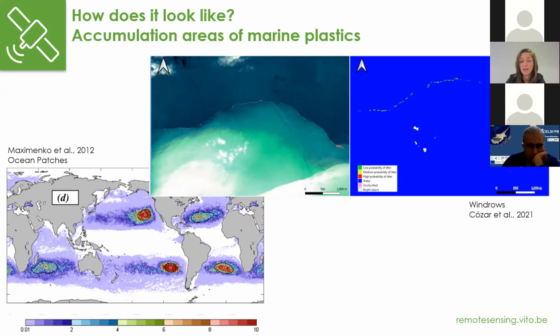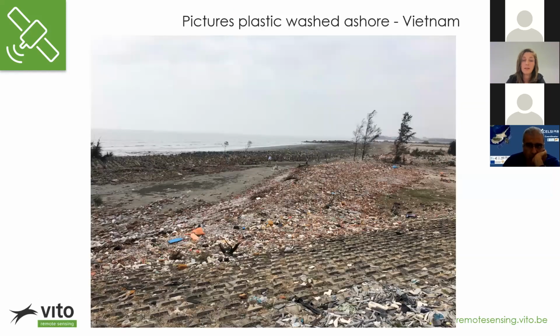Also at the right-hand side, you see another kind of an accumulation, which is often found more at the coastal areas, which are called windrows. You can see it's a linear accumulation of plastics, more linked to the ocean currents and tides and rivers. And then this is again an example of the same area in Vietnam, plastics which are actually washed ashore during flood events.